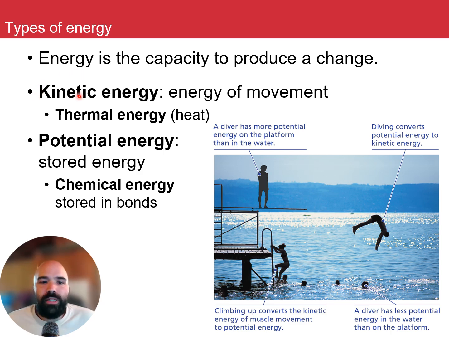One type of energy is kinetic energy, and this is the energy of movement. A certain type of kinetic energy is thermal energy, or heat. That would be considered kinetic energy because it's generated by the movement of molecules. Now, on the other end of the spectrum of kinetic energy is potential energy. This is energy that is stored and can be used later. Chemical energy, which is stored in chemical bonds, is a type of potential energy.